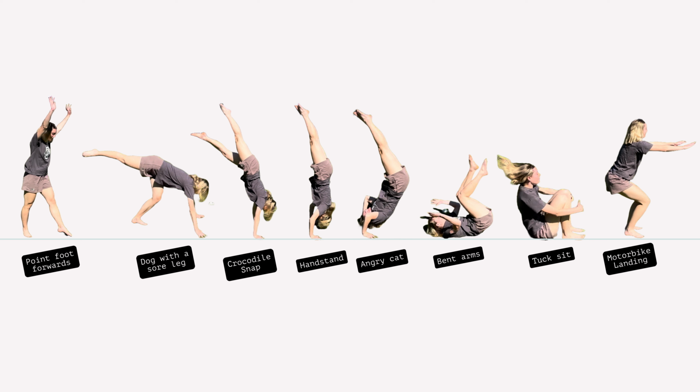Students should begin the movement with their foot pointed forwards in the direction that they want to go, then go down into a dog with a sore leg position, up into a crocodile snap, into a handstand where the students should tuck their head, roll their shoulders forward into an angry cat position, and begin to bend in their arms. On the way down, students' hands will come off the ground. They can wrap around the legs to perform a tuck sit, and the momentum should carry them through to a motorbike landing.